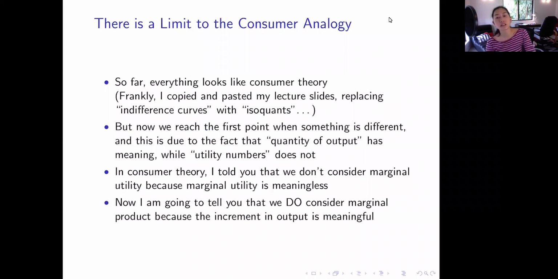So far, everything looks like the consumer theory. So frankly, I just copy and paste my lecture slides, replacing indifference curve with isoquant and so on. But now we reach the first point where something is different. And this is due to the fact that the quantity of output actually has meaning, while the utility numbers do not. Remember, this is cardinal, but this one is just ordinal. In consumer theory, I told you that we don't consider marginal utility because marginal utility is meaningless. Now I'm going to tell you that we, however, do consider the marginal product because the increment in output is meaningful, right?